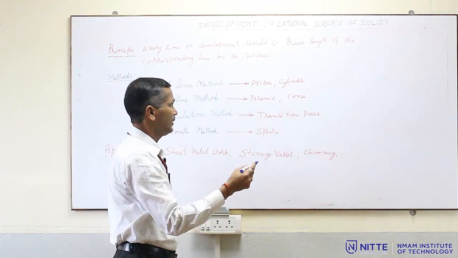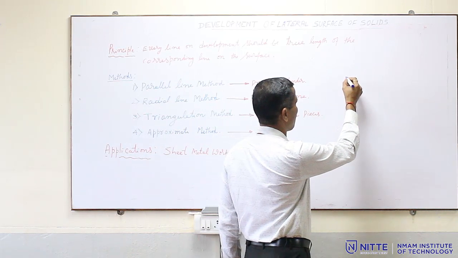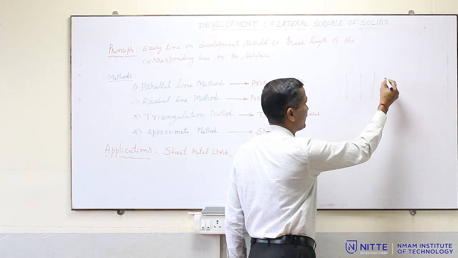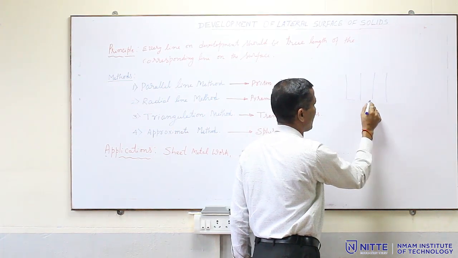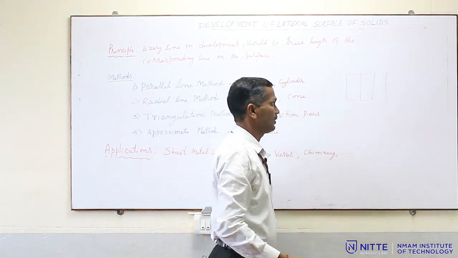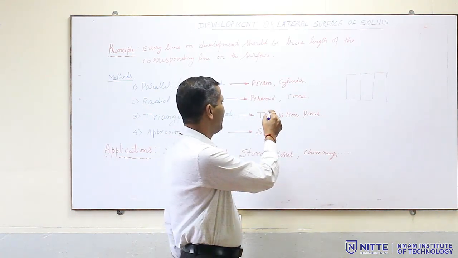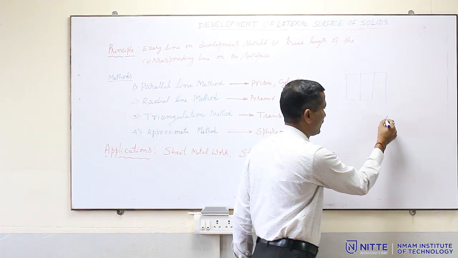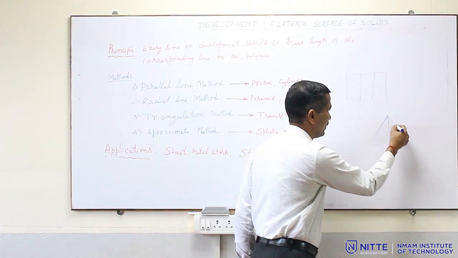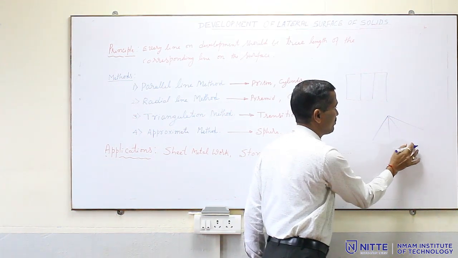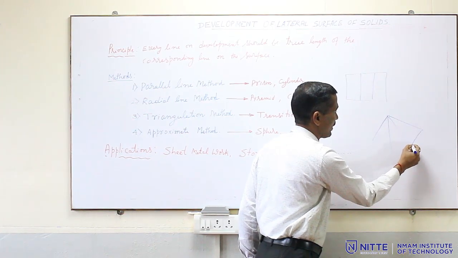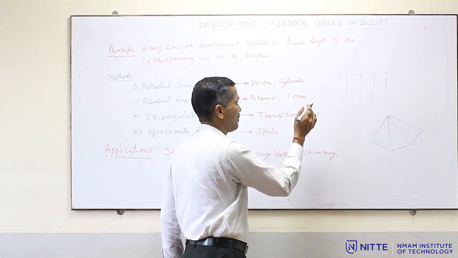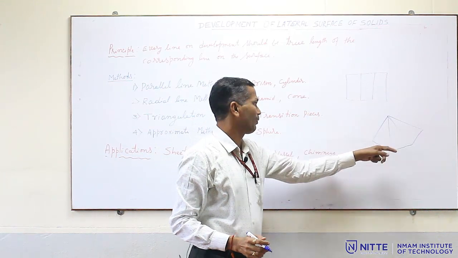Parallel line method. In this method, we are going to draw parallel lines like this. The lateral surfaces are represented by a number of parallel lines, which is why it is called the parallel line method. In detail we will discuss later. Then the second one is the radial line method. Radial lines means lines which are produced from a single point like this. A number of lines are drawn. It may be used for the development of pyramids or cones, which is why it is called the radial line method.